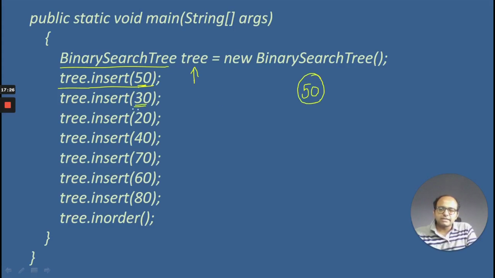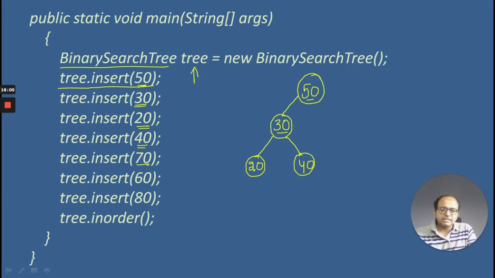Then tree.insert(30). 30 is less than 50, hence it will be placed as the left child to this root node. And then 20 is less than 50, and again 20 is less than 30 as well, so it will be placed as the left child. And then 40. 40 is compared with 50, 40 is less than 50, so it will move towards left, and 40 is greater than 30, so 40 will be placed as the right child to this node.